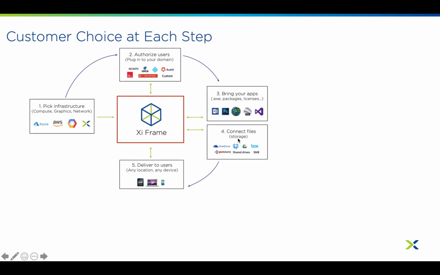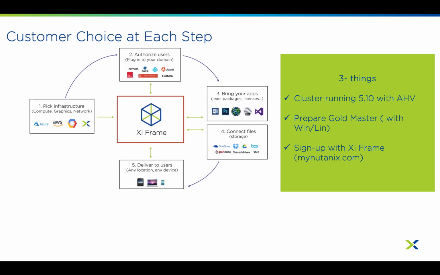The fourth one is to connect to your storage and files, meaning how am I going to access my data? We have an integrated solution with, for example, OneDrive or shared drives or SMB. It's all possible. The last thing is to deliver this to the users, any location, any device, any browser. There are no limitations. And to do this, we need to do three simple things.